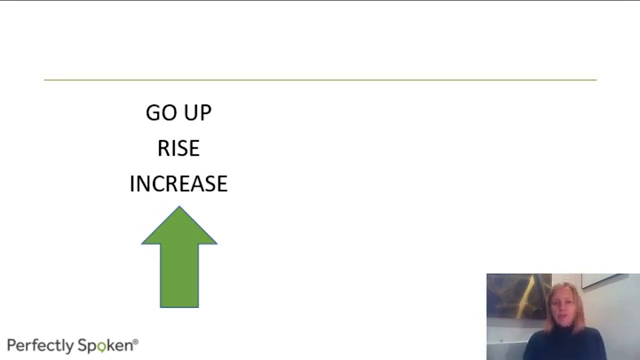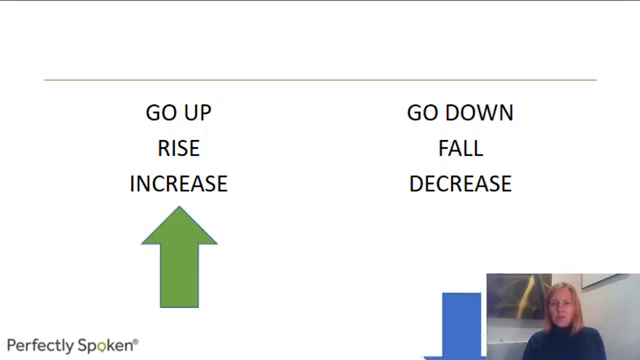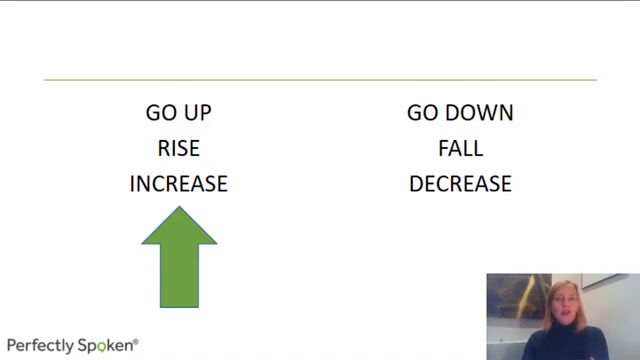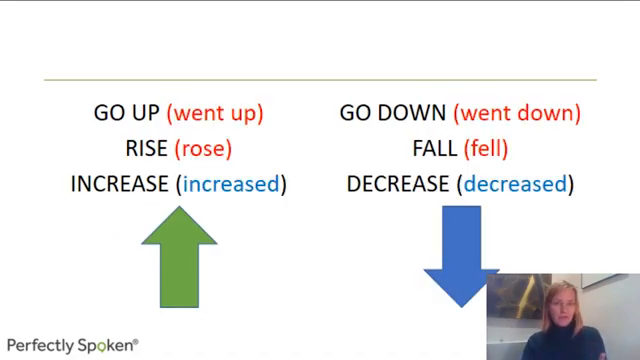Okay, so have a look at some of the examples. First, this is important information. I've put the verbs here in red and blue in the past simple, just to remind you. So go up in the past is went up. Rise in the past is rose. Increase is a regular verb, so it's increased. Go down in the past is went down. Fall in the past is fell. Decrease in the past is decreased. Okay?